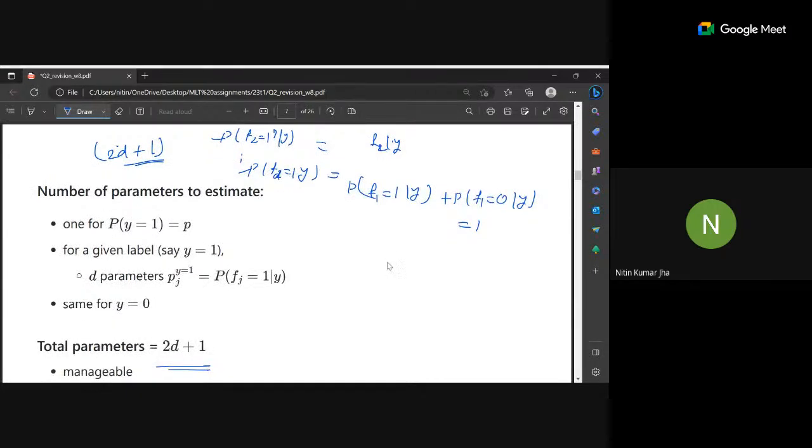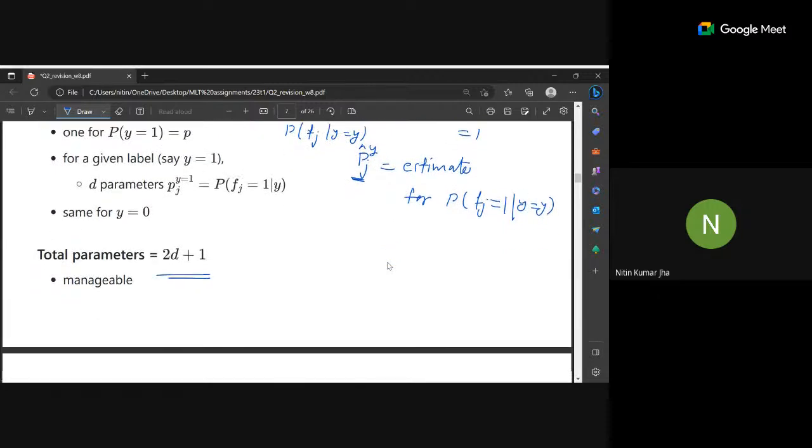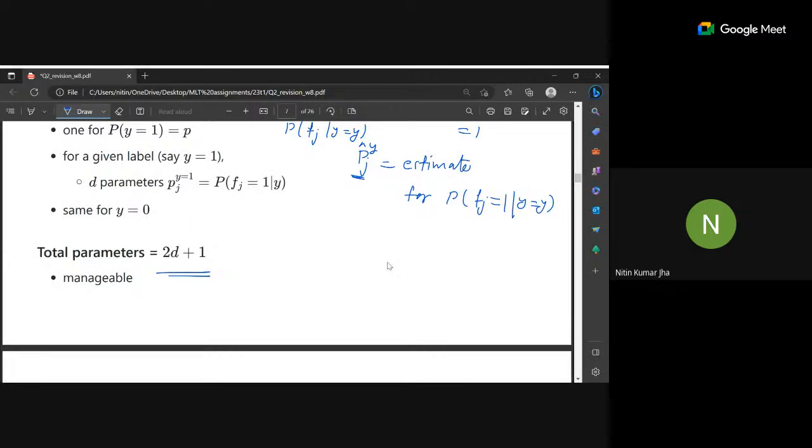Okay, so this particular estimate we are denoting as p. Let's say I'm estimating p of x equal to 1 given y equal to some value. So this estimation I'm denoting as p_j with a superscript y. So this notation you need to remember. What does it mean? It's the estimate for the probability that x, the jth feature, takes value 1. The subscript tells which feature we are talking about, the jth feature, which takes value 1 given the superscript, so y equal to 1. So you should not be confused by this notation, otherwise you may make calculation mistakes. And we are following this throughout the lecture.